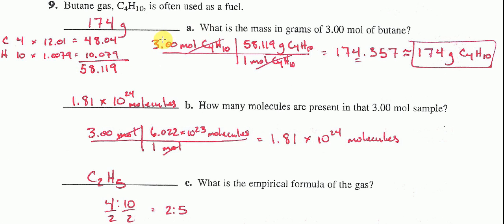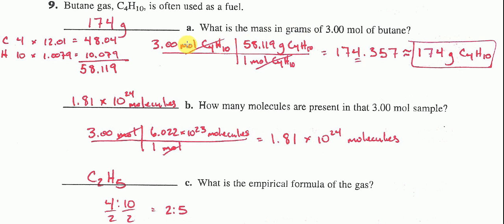So I can take the 3.00 moles of butane that the problem has given me, right? The problem gives me 3 moles of butane. And then I'll set up my conversion factor, which is the molar mass of butane, 58.119 grams per mole. And I'll set it up in such a way that the moles of butane will cancel out, leaving only the mass of butane, because that is what the question is asking me for. What is the mass in grams?